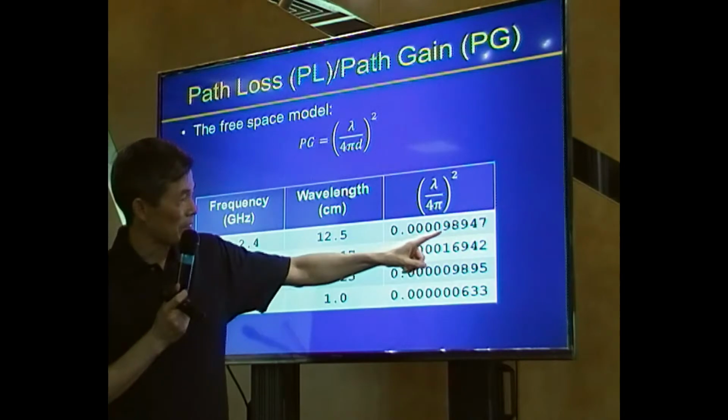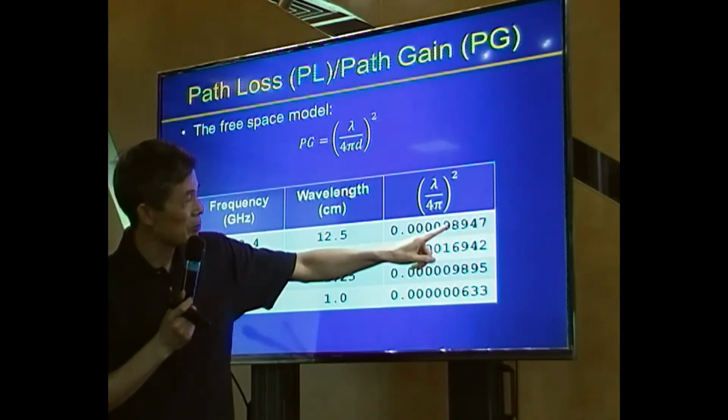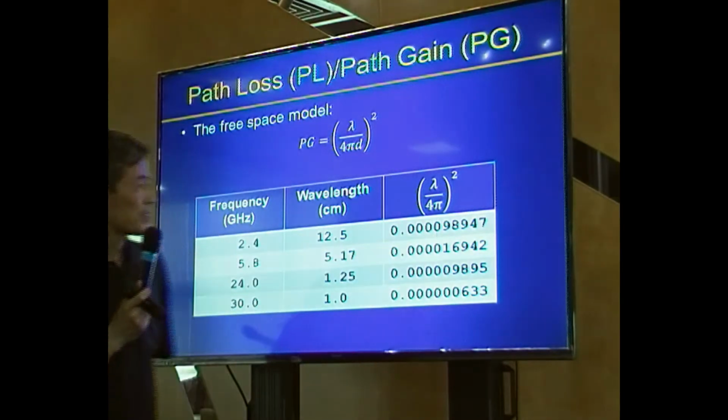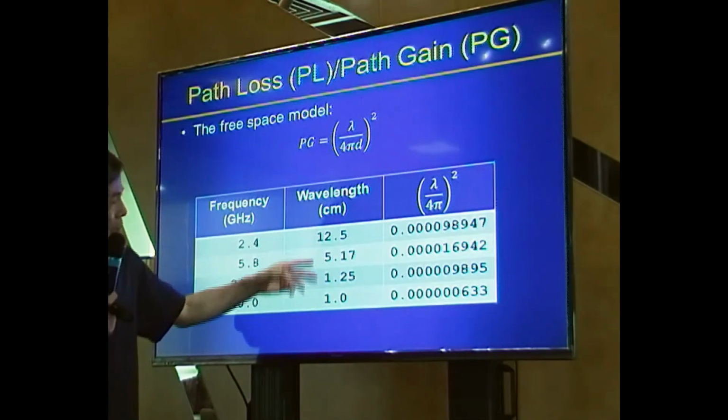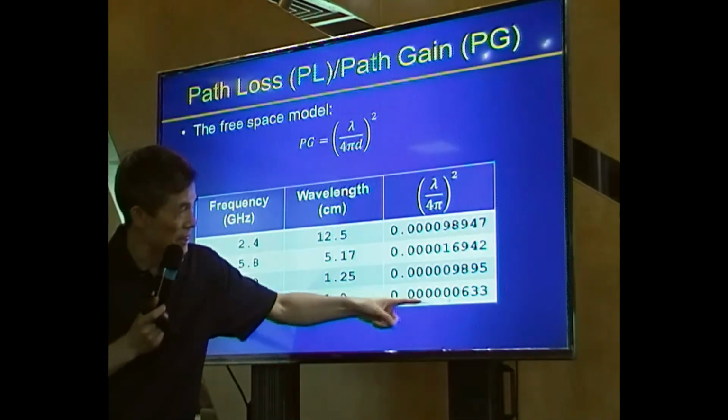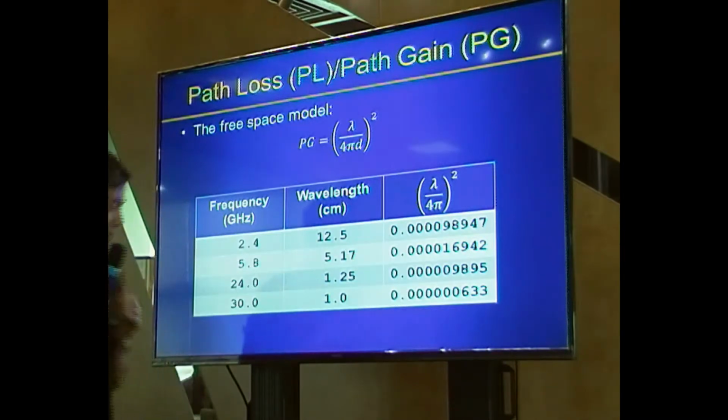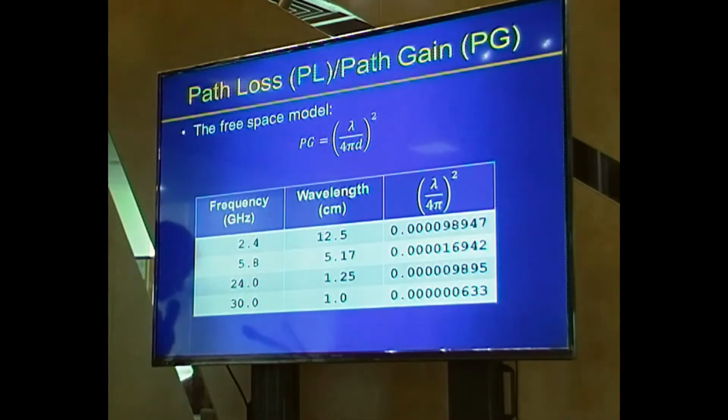It is more than 10,000. If we just run this one to here, it is like 10,000 times smaller than that. And when the frequency goes up, the wavelength goes down, and this one is getting smaller and smaller. So that's the idea, which means that if you use a higher frequency, shorter wavelengths, to propagate some signal, you need more power. It cannot propagate far away.